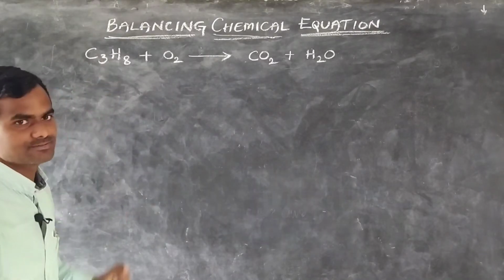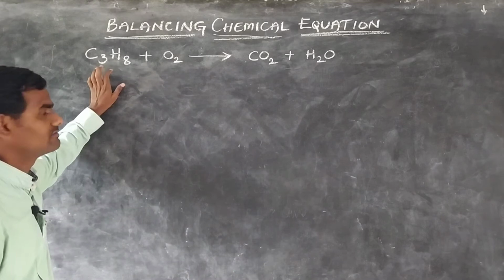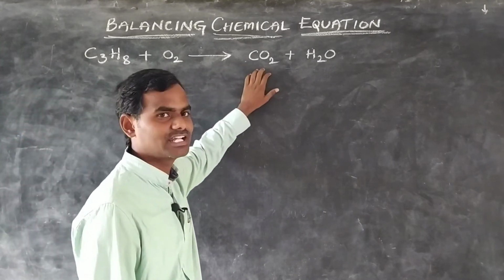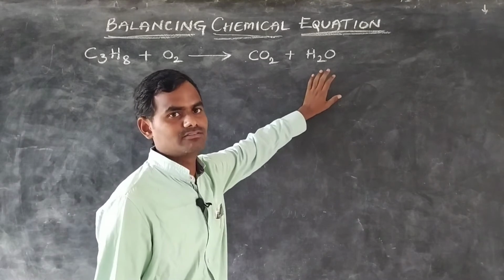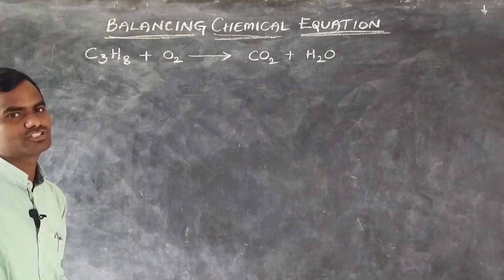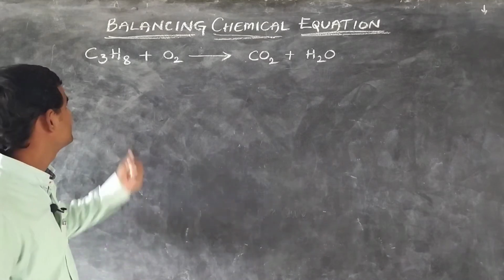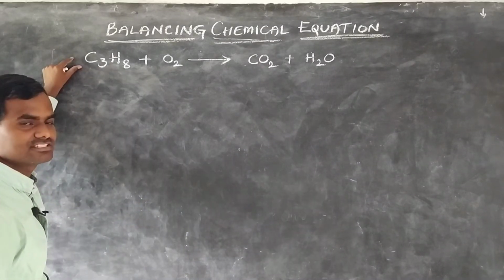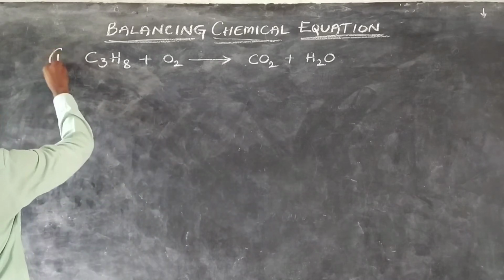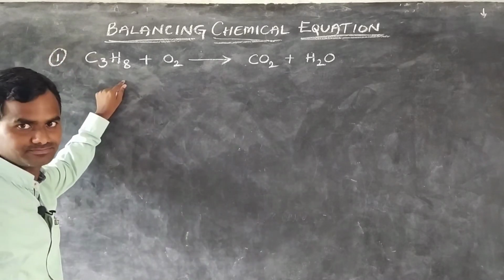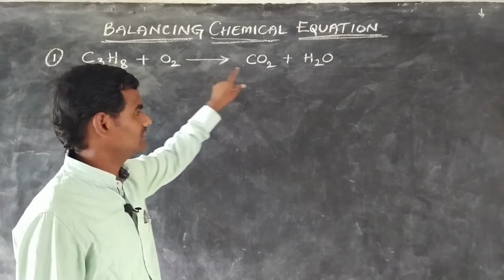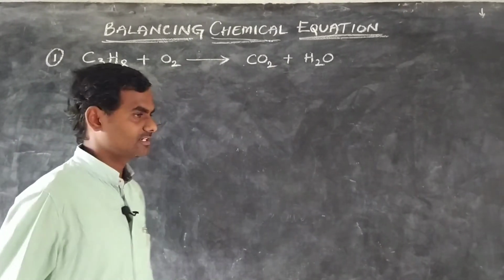One more example, that is when propane reacts with oxygen, it forms carbon dioxide and water. We will see how to balance this equation by using the 4 steps which we already learned in the previous class. In the first step, we have written the skeleton equation of the reaction, that is when propane reacts with oxygen it forms carbon dioxide and water.